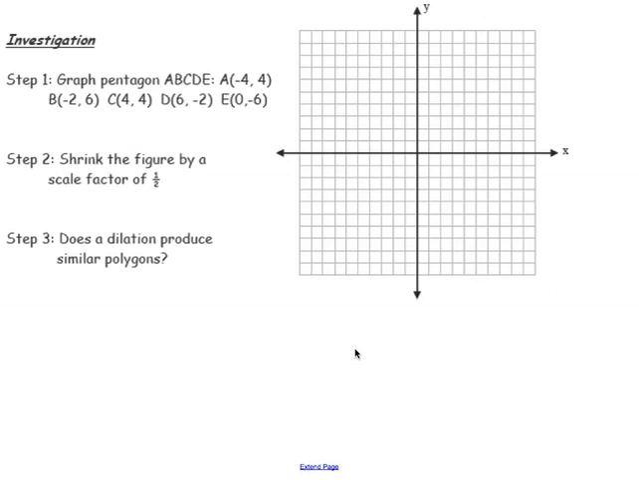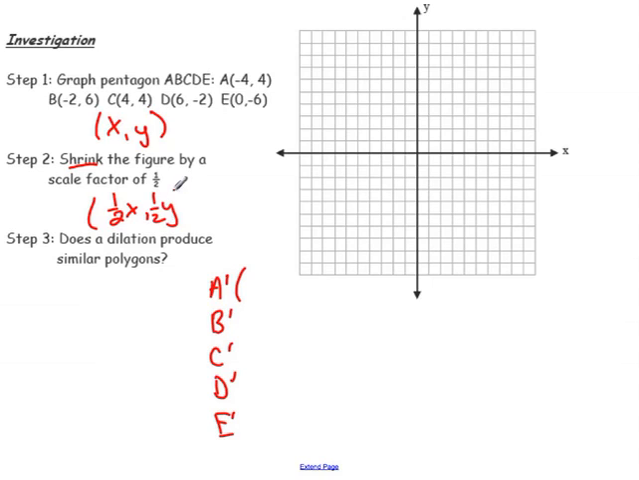So step 1, graph pentagon ABCDE. And we could do that really quickly on our graph over here. Secondly, shrink the figure by a scale factor of 1/2. That means my new A, my new B, my new C, my new D, my new E will all be shrunk by 1/2. If these are all X and Y, these are all going to be 1/2 of X, 1/2 of Y. I'll just take each of the coordinates and divide it by 2. In other words, if this is -4, it becomes -2. +4 becomes +2. It's just half of what it used to be. So it becomes -1 and 3.